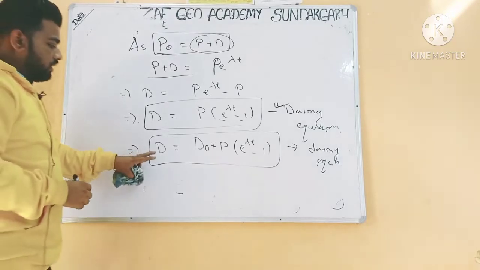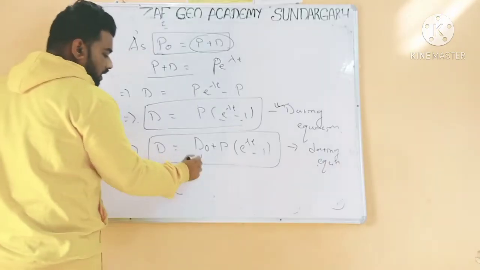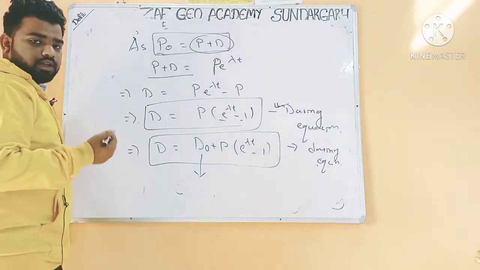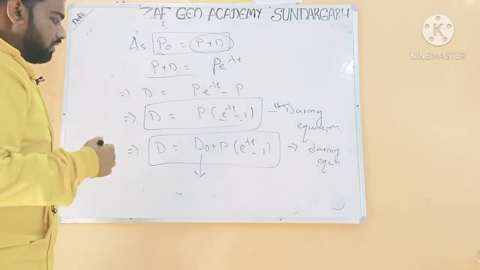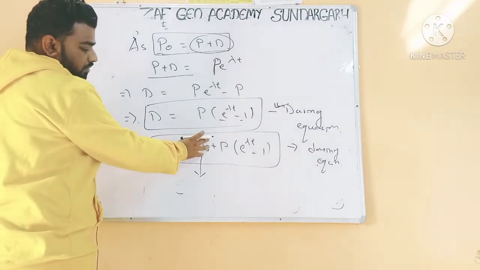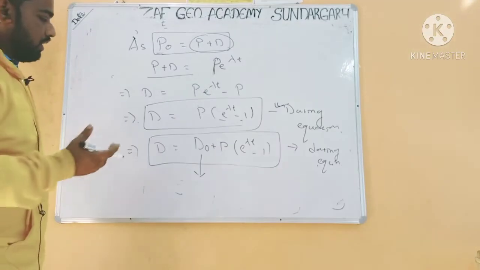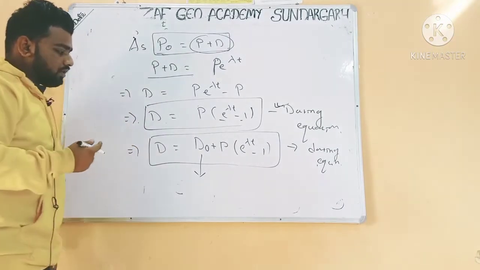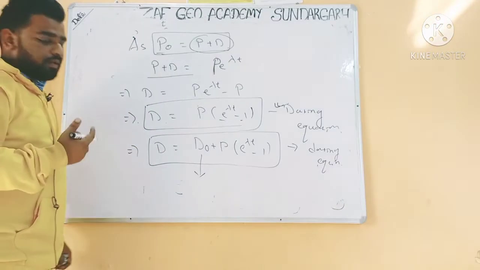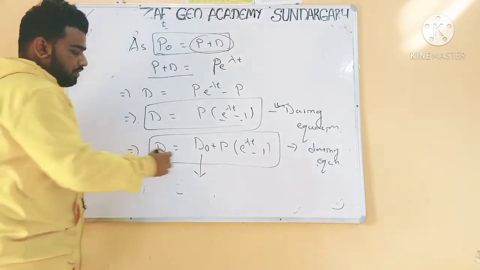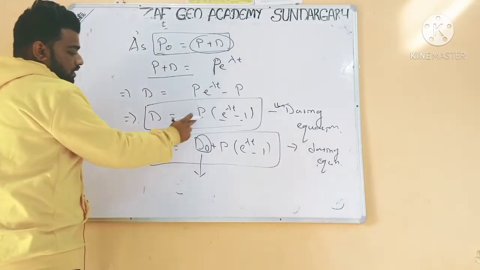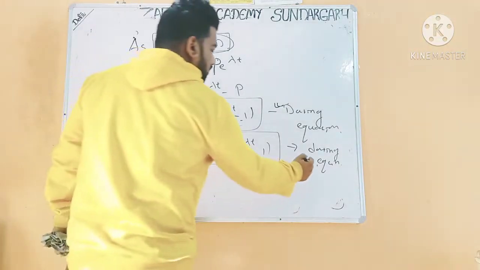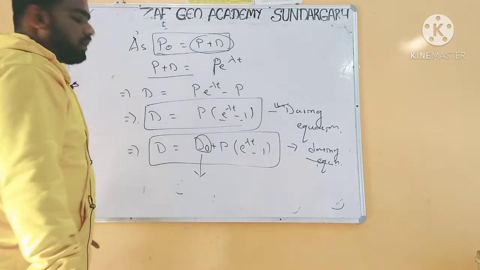Now D is equal to D naught plus P into e to the power lambda t minus 1. Why have I written D naught? I have added D naught because some daughter element is present originally in the rock. When the rock is formed, some daughter element must be there. The parent element is continuously disintegrating and emitting alpha, beta, and gamma particles. Due to that factor, I have added D naught. This is another dating equation, so we can date the rock from both of the equations.